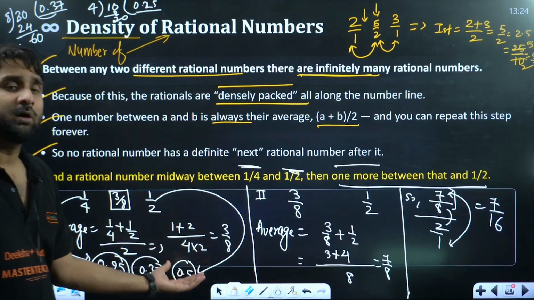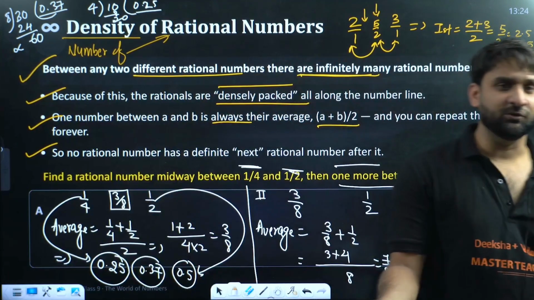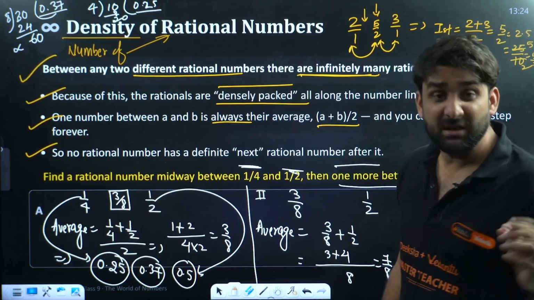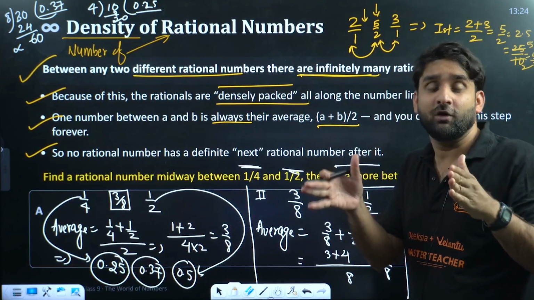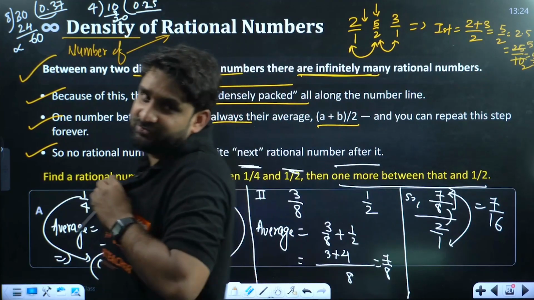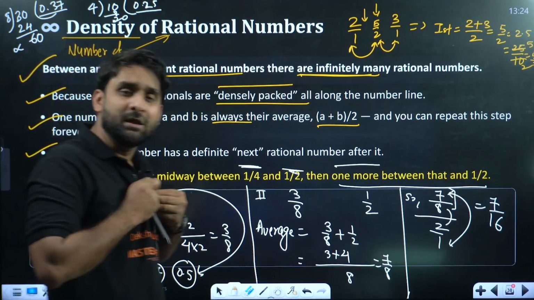So what are we doing here? We are just calculating the average value. So you can find infinitely many rational numbers between two rational numbers by calculating the average value of the given rational numbers. And average value, we all know, is the sum of observations divided by the number of observations.